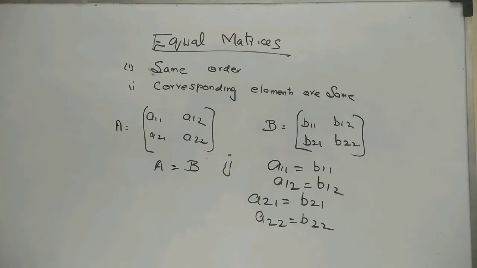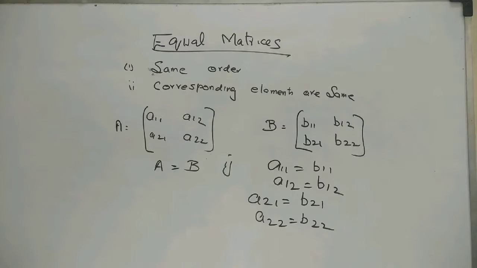Equal matrices. 2 matrices will be equal if the order is the same. If the first matrix is 2 by 2, the second matrix also should be 2 by 2. If it is 3 by 3, the second one also must be 3 by 3. If the first one is 2 by 3, the second matrix also must be 2 by 3. Same order.